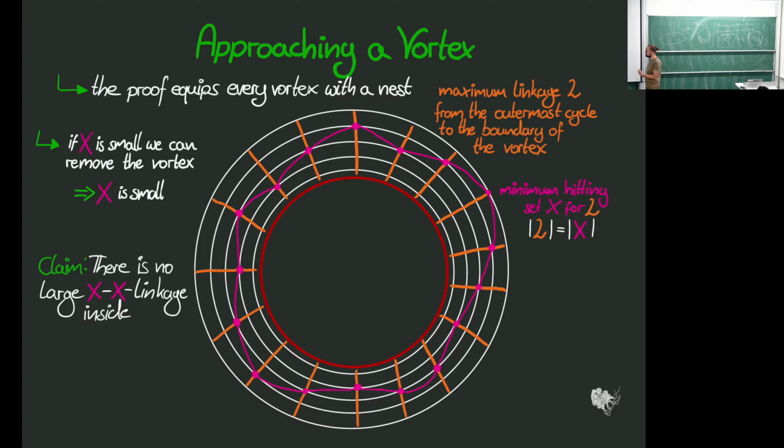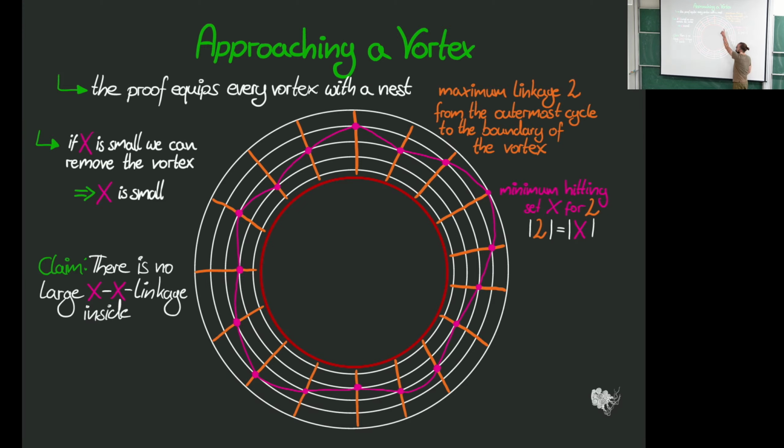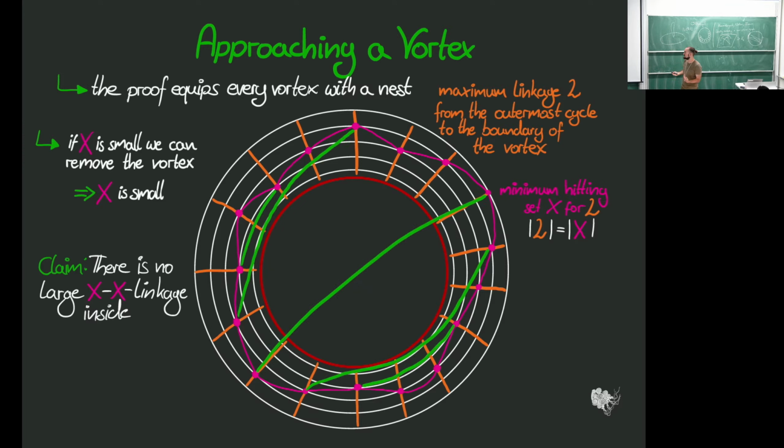And now what I want to have is that this pink area here still defines an area where the depth is bounded. So I know the red part has bounded depth, but I want the pink part to have bounded depth. I want this part to exclude large linkages. So what I do is I just assume there is a large linkage.